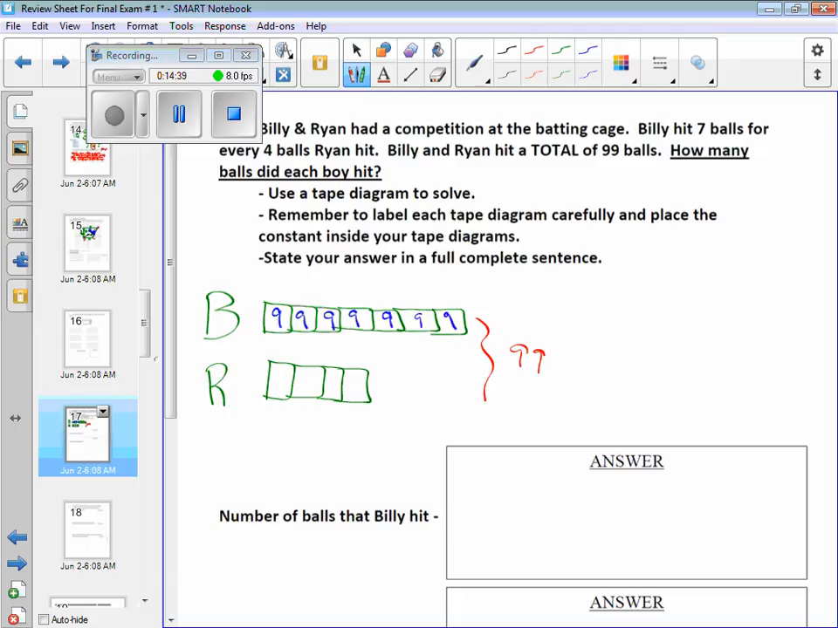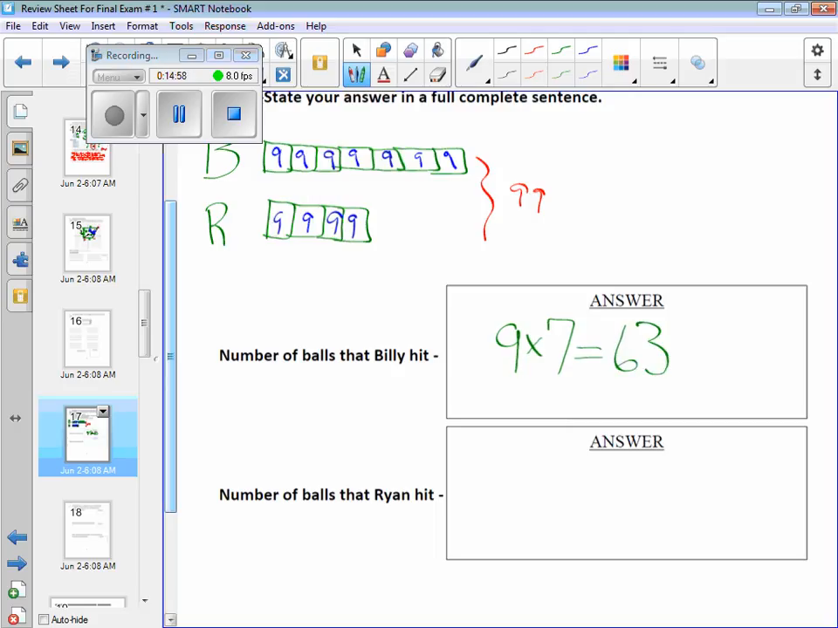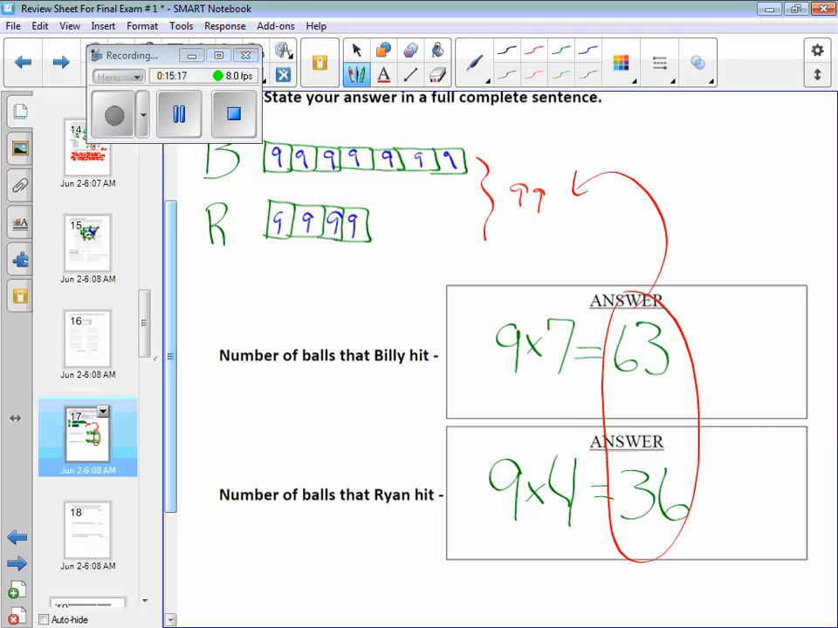All right, and finish it up then to figure out. I'll scroll up for you. She's taking her magic number of 9 and multiplying it by the amount of boxes that represent Billy. How many got 63 for Billy? Great. And then 9 times the number of boxes for Ryan, which is 4, gives you 36. And then if you do everything right, the number that you get here, guys, it's just a little mental check. This has to add up to the total amount of 99, and it does.